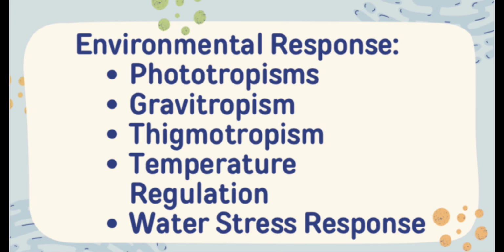The third is thigmotropism. Plants respond to touch, altering growth patterns. Fourth is temperature regulation. Plants adjust growth, metabolism, and stress responses to temperature fluctuations. And the last one is the water stress response. Plants conserve water, adjust stomatal aperture, and produce stress hormones.